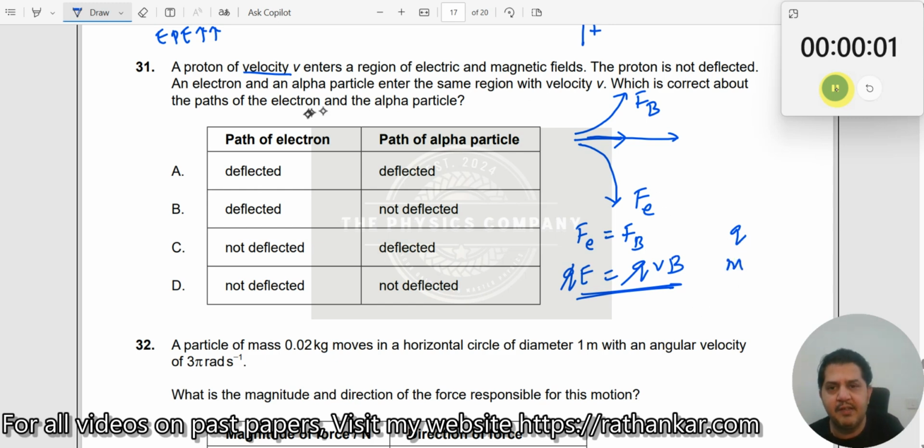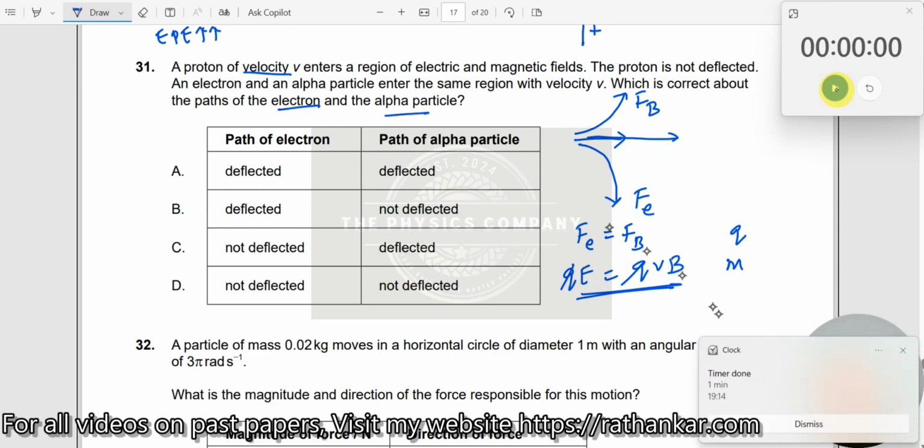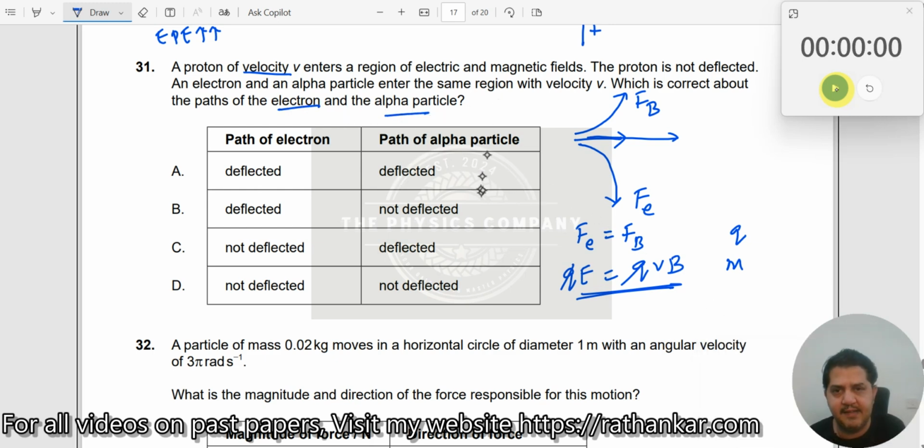So therefore, now look at this electron and alpha particle. These are charged particles and also have a mass. So anyway, it will not get affected over here. So both of them will not get deflected. Okay. So if it was dependent on the charge over here, you could have said electron is getting more deflected, alpha particle is getting less deflected. Something you could have said. But unfortunately, there is nothing been mentioned over here.